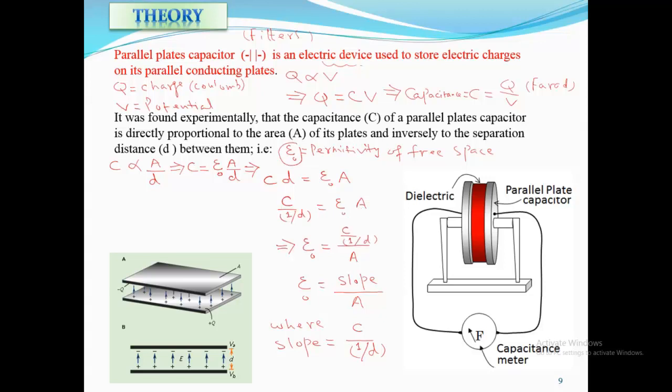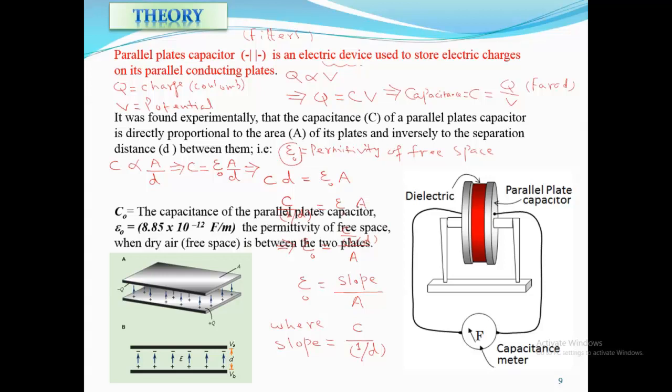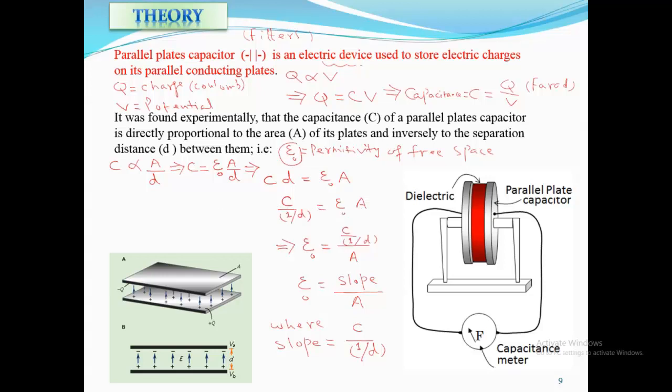So this is your real value: 8.85 times 10 to the power minus 12 farad per meter is the real value. So this is all about what you need to write in the theory, for example, in the lab report also. This is the ultimate thing you would be calculating, keep in mind.